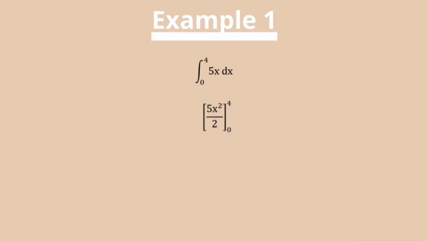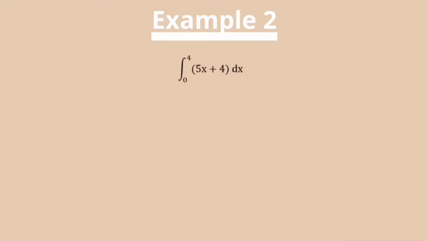Then sub the larger number in, and we are going to subtract the smaller number subbed in. Sub in 4 wherever you see x to get 5 outside of 4 squared over 2, and subtract 0 subbed in. When you sub 0, you get 5 outside of 0 squared over 2. Put that all on your calculator and you should get an answer of 40.